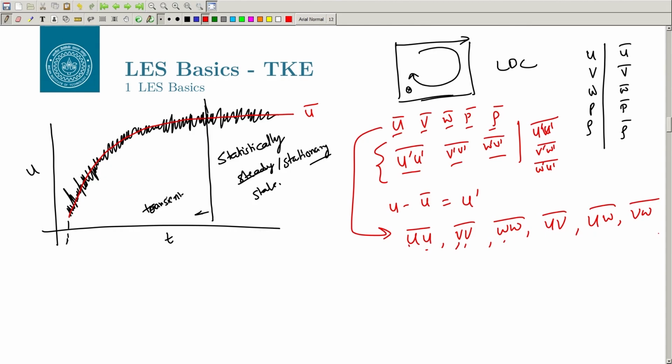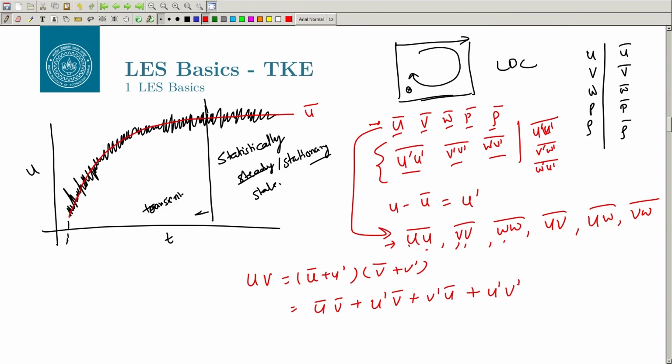Now, you have both of these quantities available. You can do some math and find U prime, V prime bar, and so on. So, how do you do that? Let us say I have U and V. If I multiply them, it can be written as (U bar plus U prime) times (V bar plus V prime). That becomes U bar V bar plus U prime V bar plus V prime U bar plus U prime V prime.